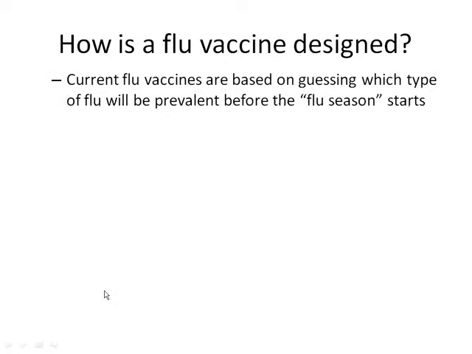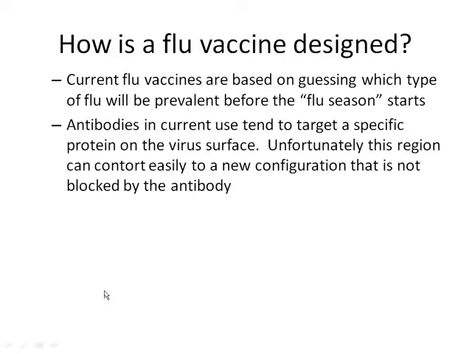One of the ways that it's looked at is we guess, pretty much. We draw statistical analysis and guess based on what kinds of flu we've had as to what will be big players in the coming flu season. And so we look at the antibodies that are in current use. It turns out that the way that biochemists have developed them is to target a specific protein on a virus's surface.